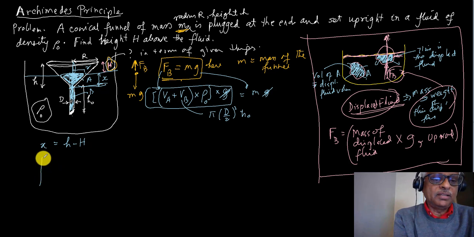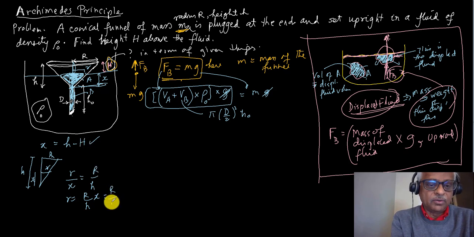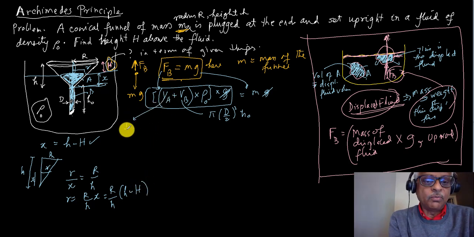And so if I look at the funnel, you have a big R and a little r, and this part is H and this part is x. So these are two similar triangles, and I'm going to get r. So r over x equals big R over H. So x we already found. So little r will be R over H times x, and x is H minus h. So the volume of A is 1/3 pi r square x.